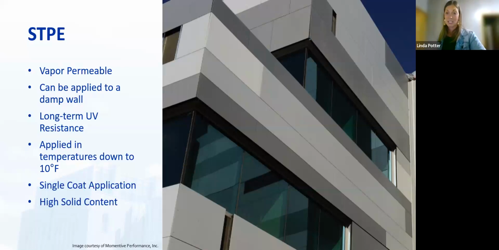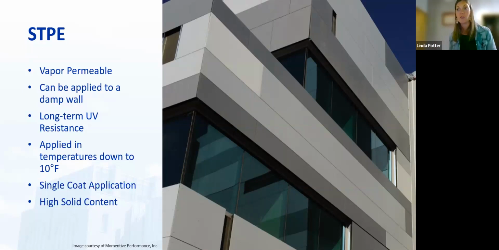It can be applied to a damp wall. We see this really commonly in the Pacific Northwest, or wherever we constantly have rain and things just don't dry out. The rain might stop, but if we have to wait for that wall to dry out to put anything on it, we might never get a barrier on these things. So that's why STPEs are really common there, because we can put them on a damp wall.